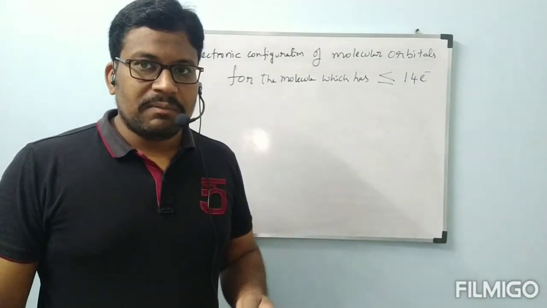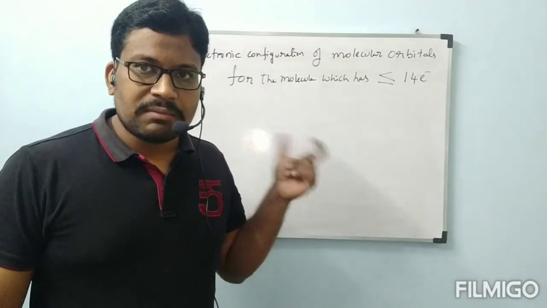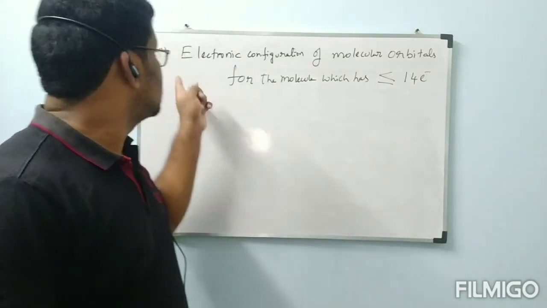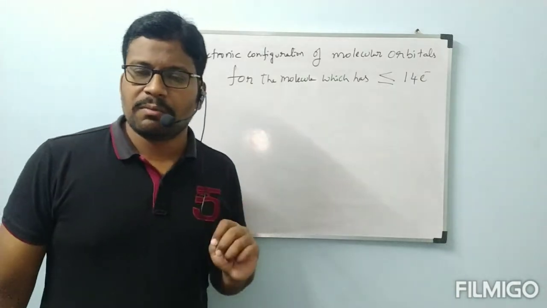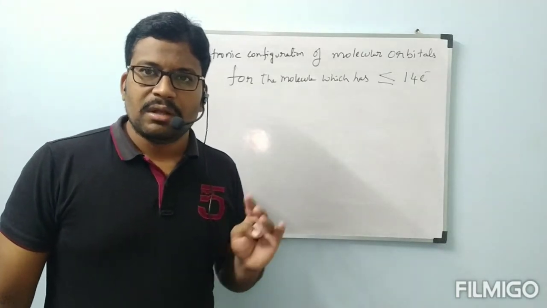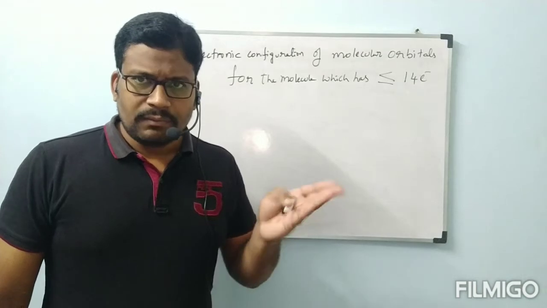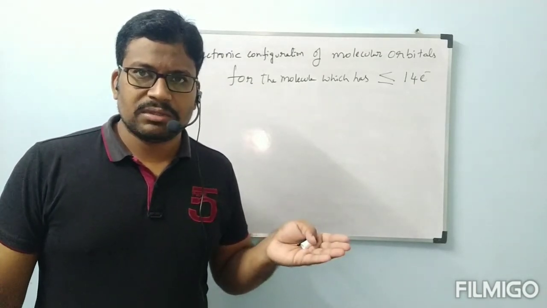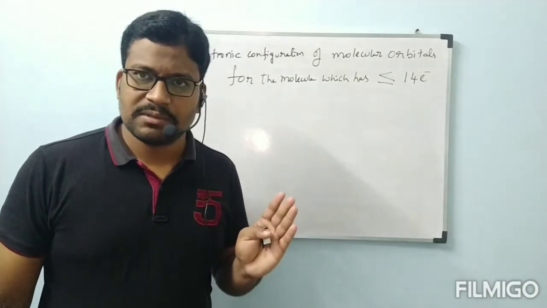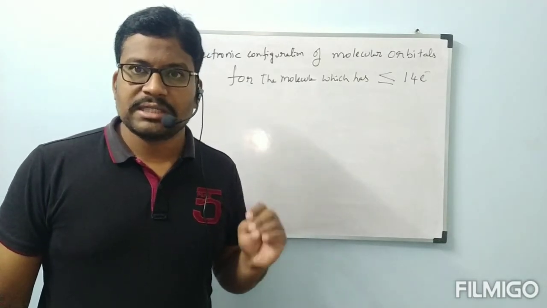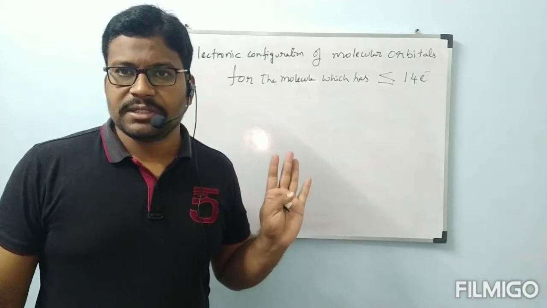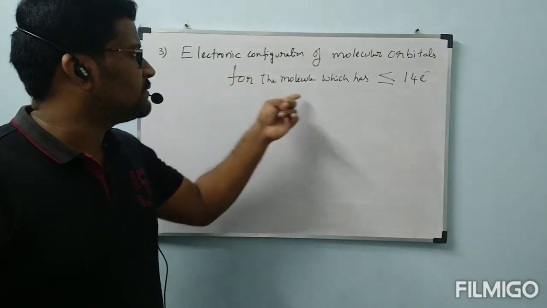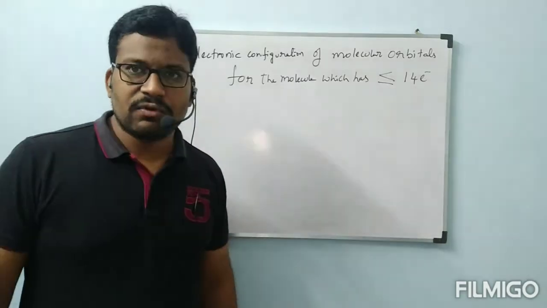But before going to electronic configuration, all of you must read these entire 3 points once. There is one more point, the fourth point. Total 4 points are very important. Bond order value, they will follow Hund's rule and Aufbau rule. If bond order is greater than 0, then only the molecule will be stable. If bond order is less than or equal to 0, then the molecule will not be stable. It doesn't exist. Coming to this third one, electronic configuration of molecular orbitals for the molecule which has less than or equal to 14 electrons.